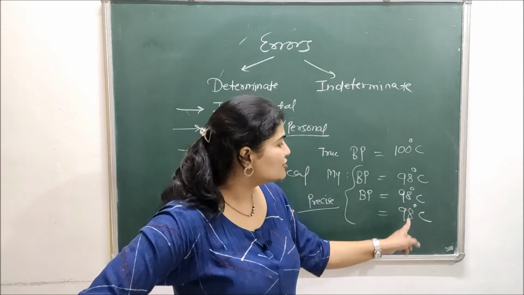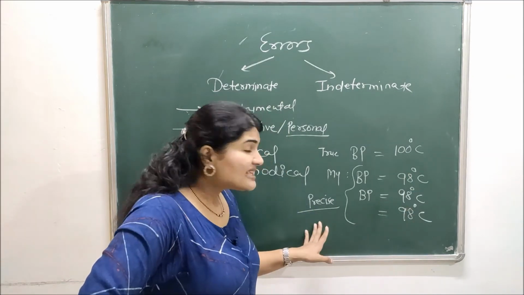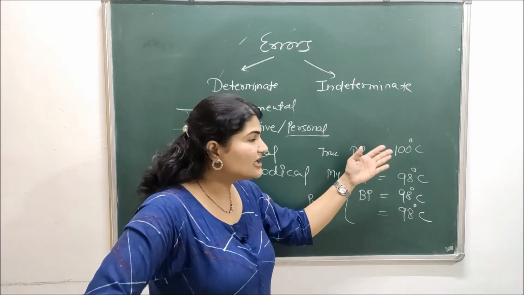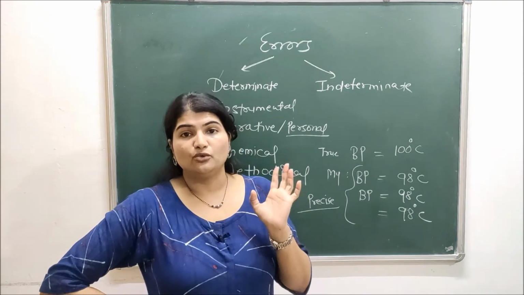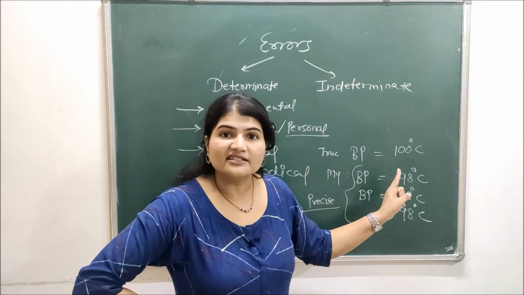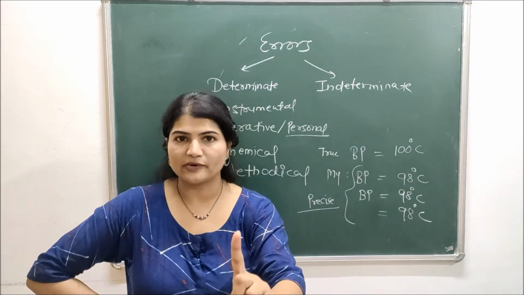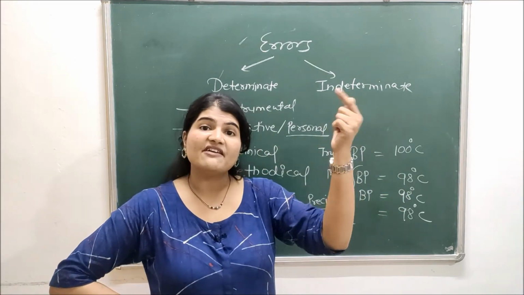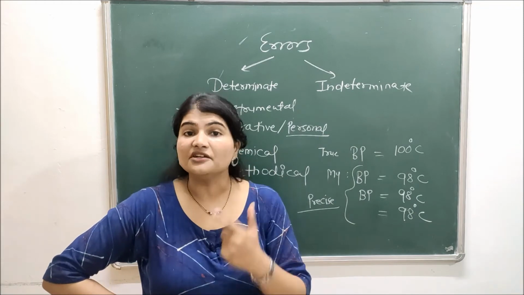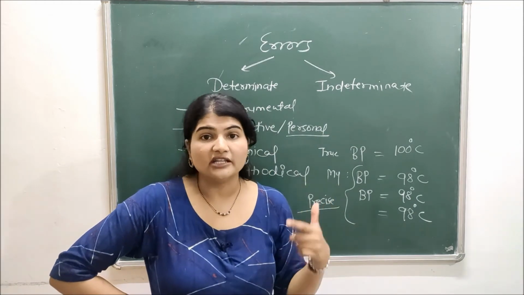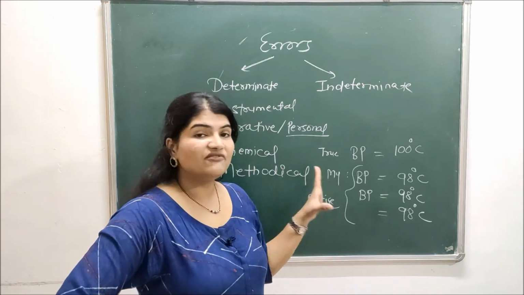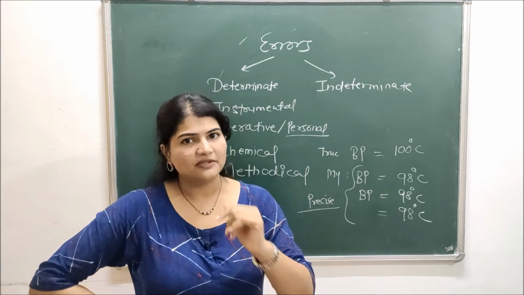Precision means reproducibility of results. Precise results may be accurate or may not be accurate. This point you need to understand. Accurate result means your value matches with the true value. Precise results means every time you are getting the consistent value. It may be correct, it may not be correct. It may be accurate, it may not be. Okay, this is the difference between accuracy and precision.